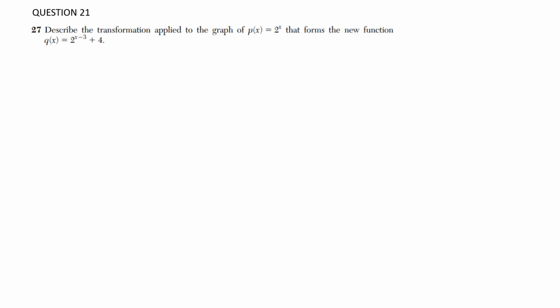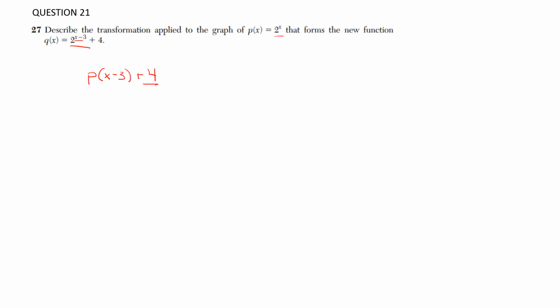Alright, so describe the transformation applied to the graph p of x equals 2 to the x that forms a new function q of x equals 2 to the x minus 3 plus 4. We can see what changes are made between p of x and q of x. We see that x has now become x minus 3, so let's write q of x in terms of p of x. It looks like it would just be p of x minus 3 plus 4, right?